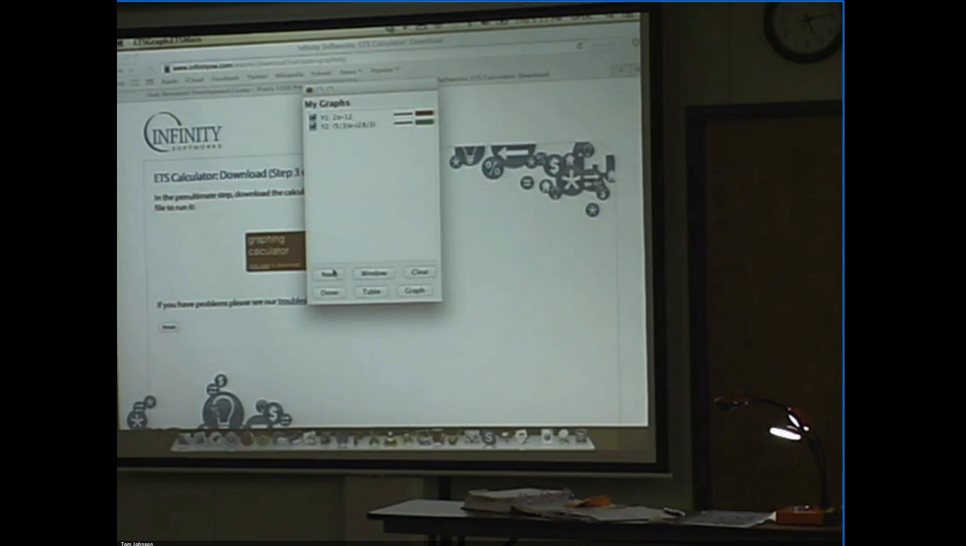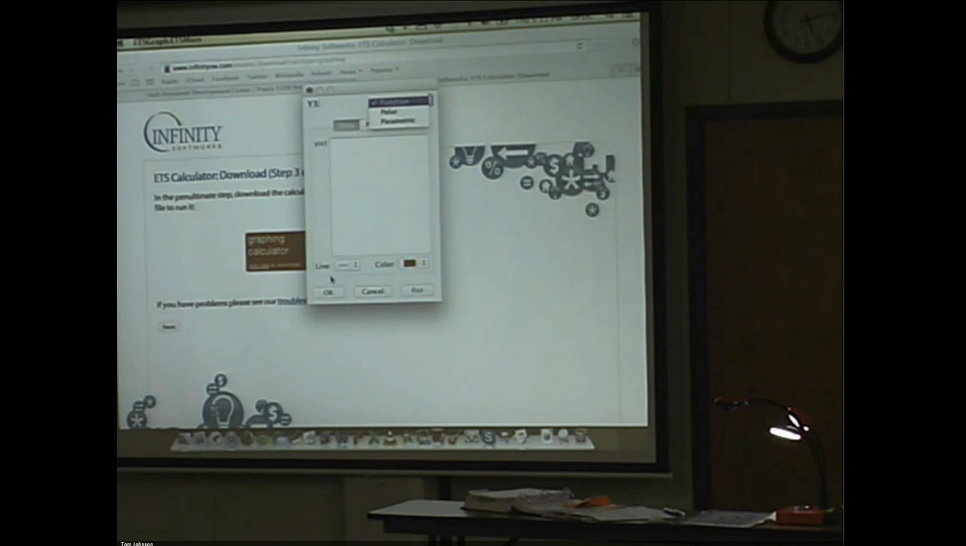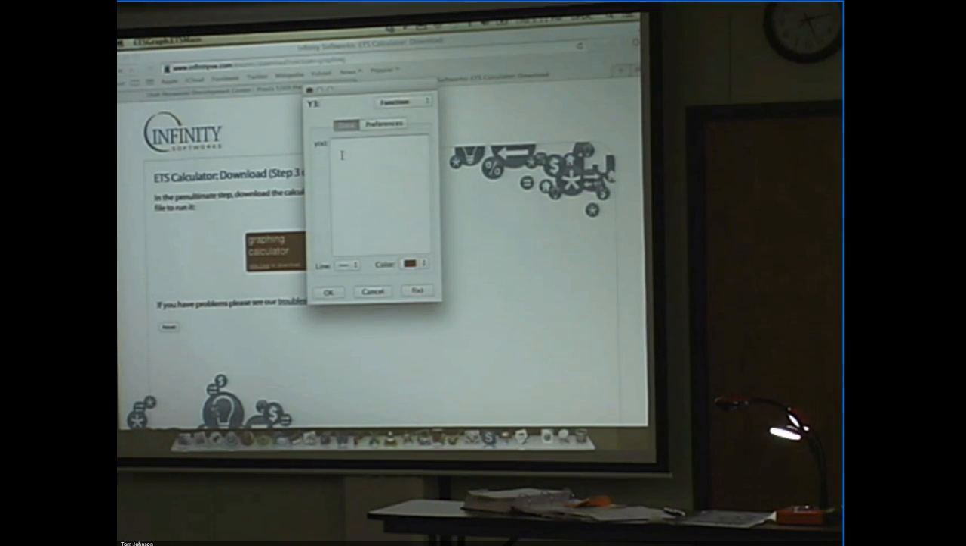Let's go ahead and add a new one. This one is going to be negative 1/3 x minus 8/3. Make that one blue.